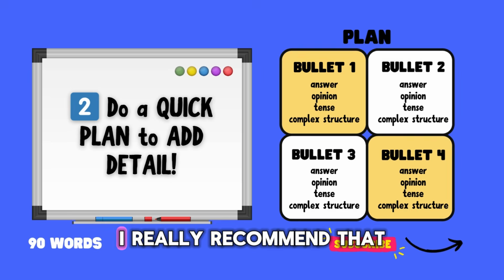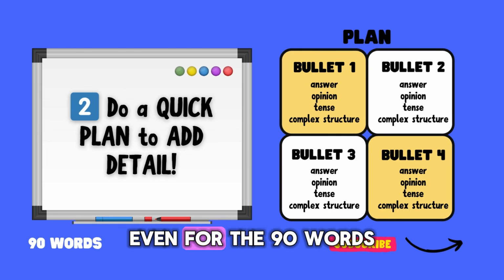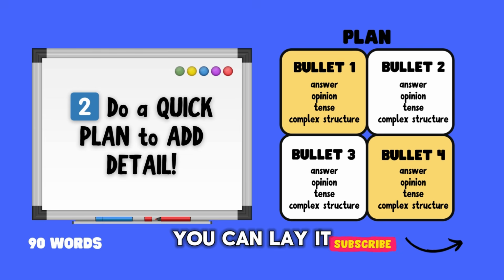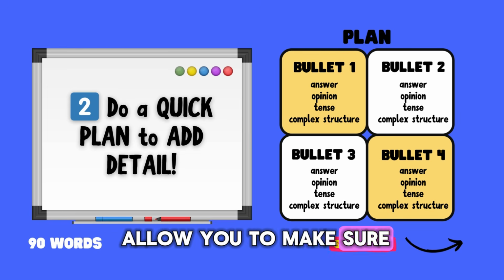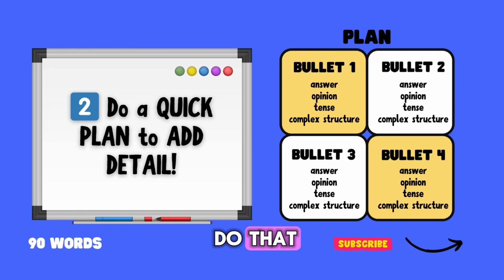If you don't do a plan, I really recommend that you do one, even for the 90 words. You can lay it out something like this, and you need to be aiming for around 23 words per bullet point to meet the word count. And so this will allow you to make sure you've got enough ideas to be able to do that.